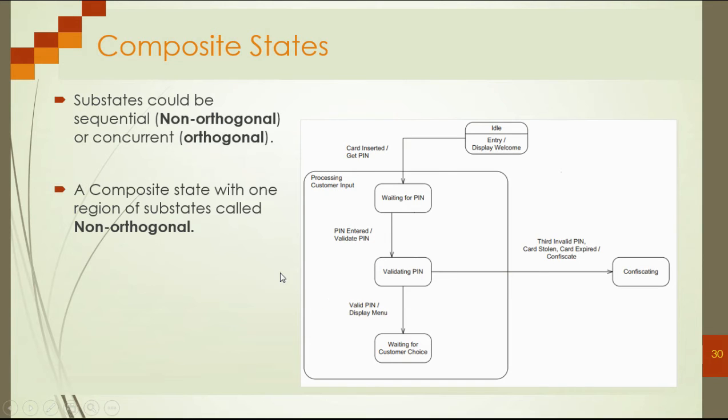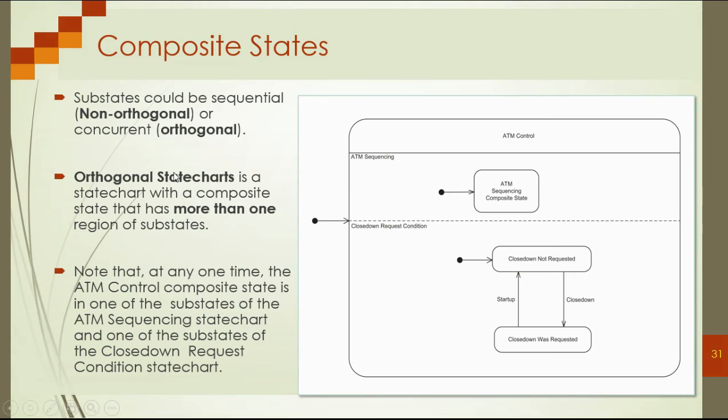So we call that orthogonal, and this is used for concurrent systems. Here is an example of orthogonal state charts. As we saw in the previous example, we have non-orthogonal, which is one region only, but orthogonal state charts have two regions. For example, here we have the first sequence for the ATM sequence, and the second is, for example, requesting the condition. So we have two regions.